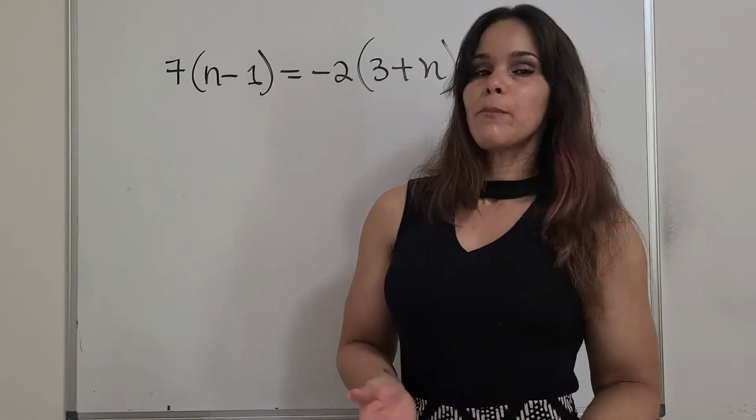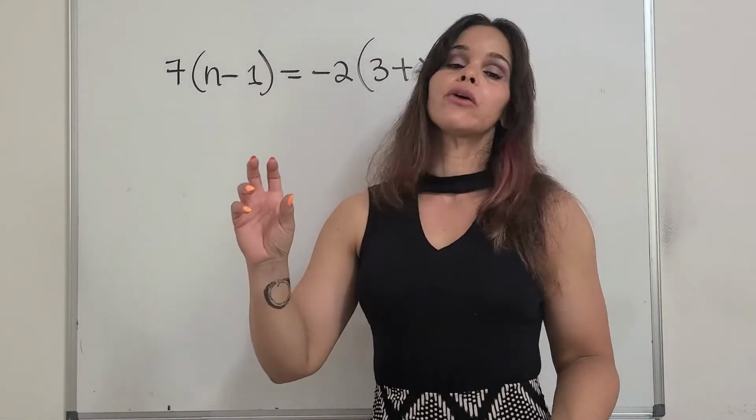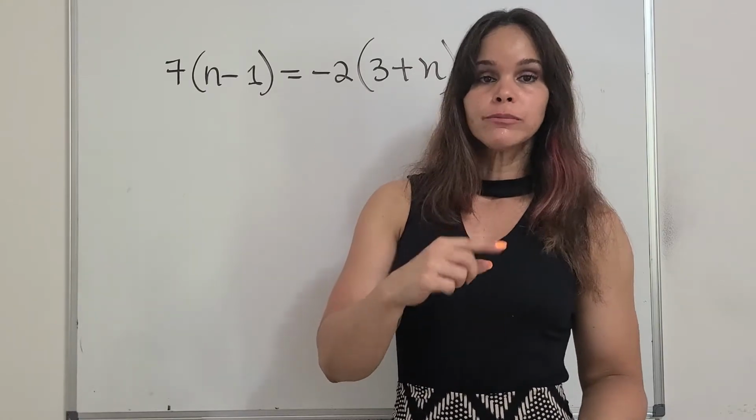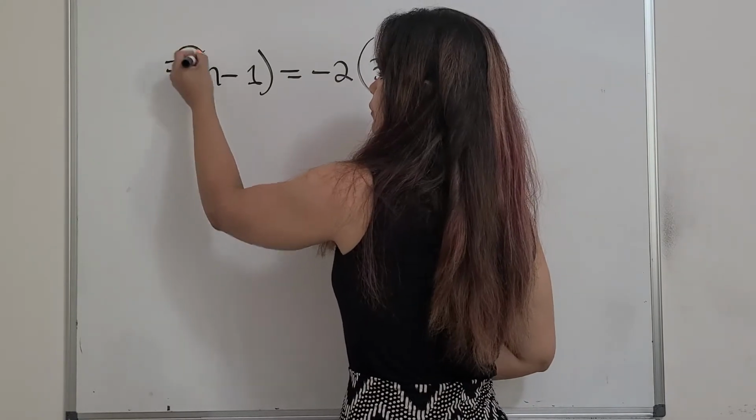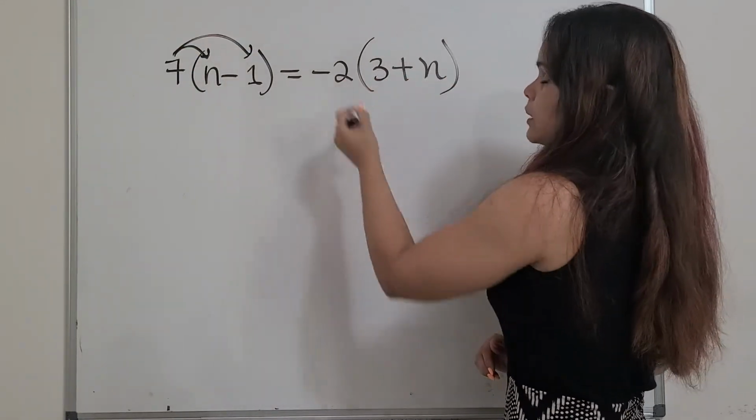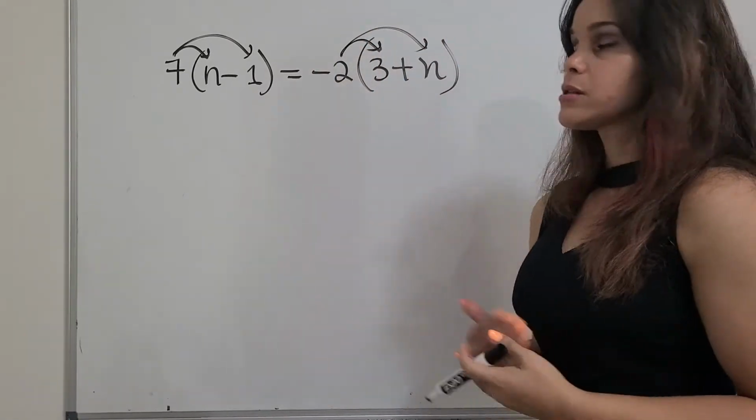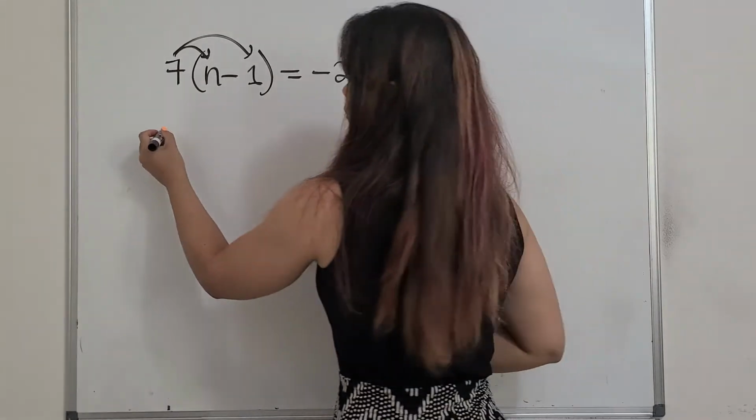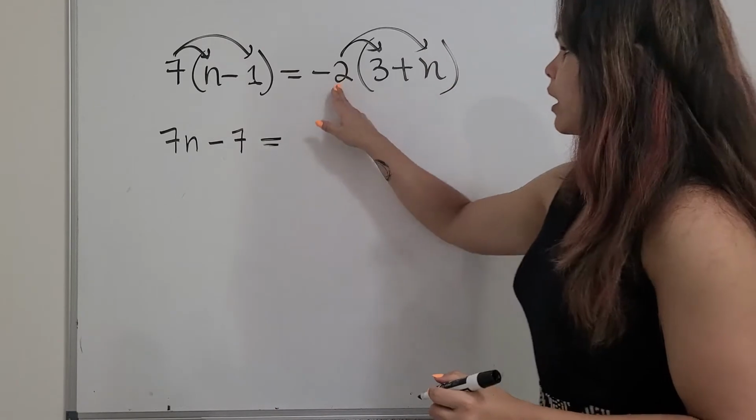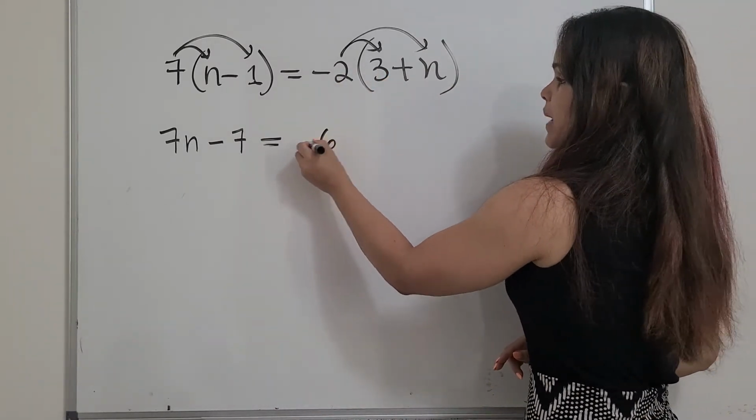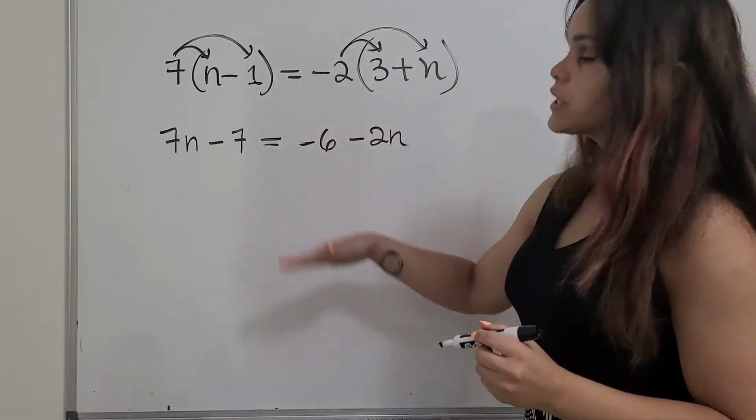Now, what do we do when we have parentheses? We just apply the distributive property. We're multiplying the expression that we have on the outside with each term that is inside of the parentheses. So on the left side here, I'm going to multiply 7 by n and by negative 1, and the same thing on the right side. I'm going to multiply negative 2 times 3 and times n. So what do we get? We get here 7n minus 7. And on the right side, we're going to have minus 6, and negative times positive is going to be negative, minus 2n.